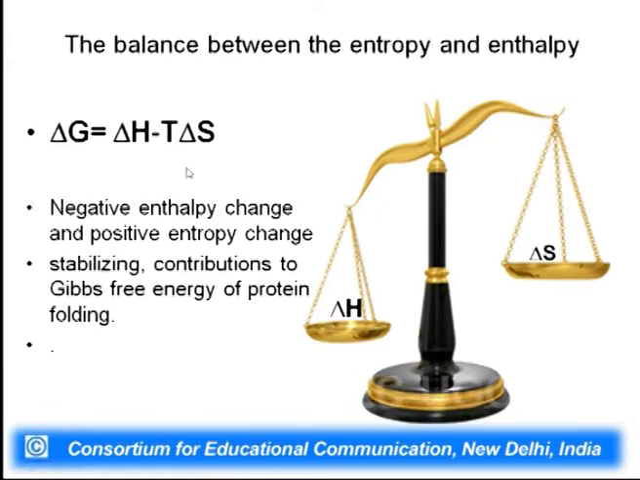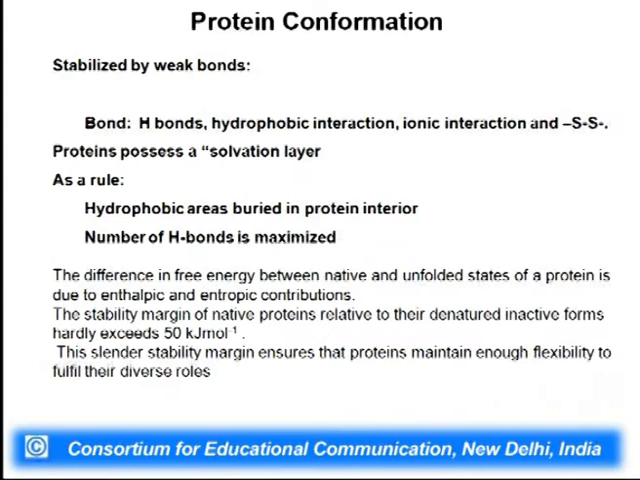So, what is the balance, and how can you, within the knowledge that we have got till now, what are the contributors to these two aspects, we have to work out how protein is going to fold. So, protein conformation is stabilized by weak bonds. Delta H cannot be extremely high, we have understood from this equation. So, bondings, you will have hydrogen bonding, solvation, disulfide bondings, and all the hydrophobic areas are going to be buried in the protein interior, so that they contribute to the entropy of the system.